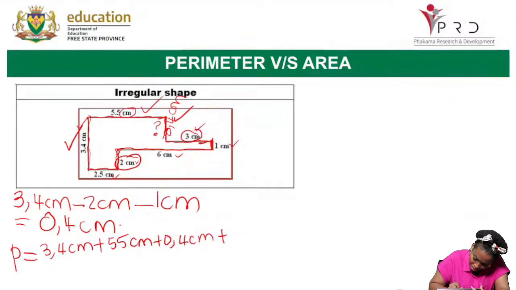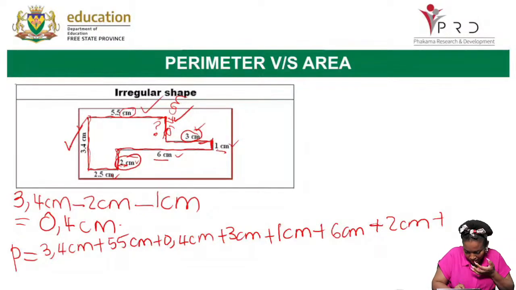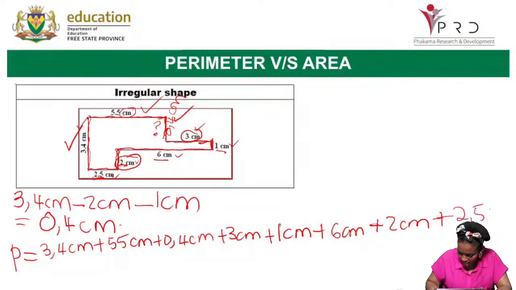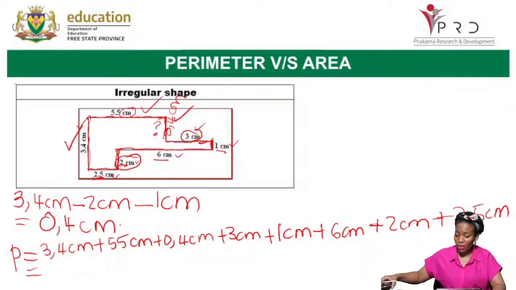plus 3 centimeters plus 1 centimeter plus 6 centimeter plus 2 centimeter plus 2.5 centimeters. I hope I'm not leaving any value behind. I hope you guys are also doing this with me so that we can see if I made a mistake.